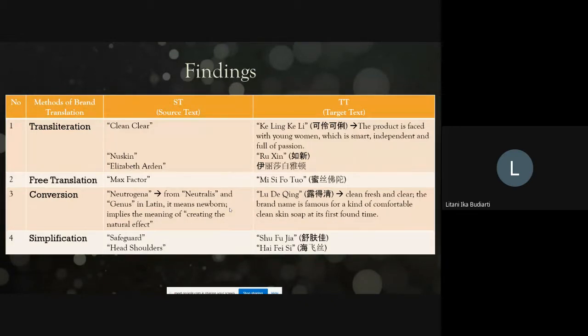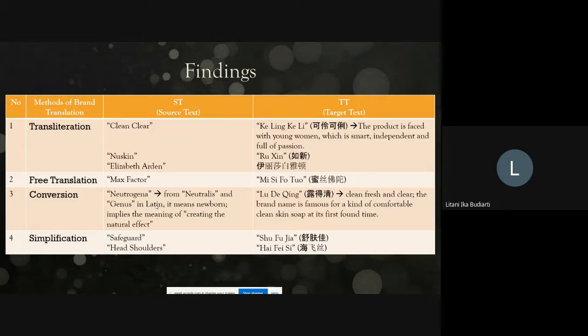And then this is the conversion: Neutrogena, from naturalis and genus in Latin. It means newborn, implies the meaning of creating the natural effect, becoming clean, fresh, and clear. And because the Neutrogena brand name is quite popular in China, and it is famous for its comfortable, clean skin soap at its first release, they translated it into Ludesing. So when they translate the brand name, they also look at the history of the product during which it is released in their country, and what the woman actually felt after they use the product.